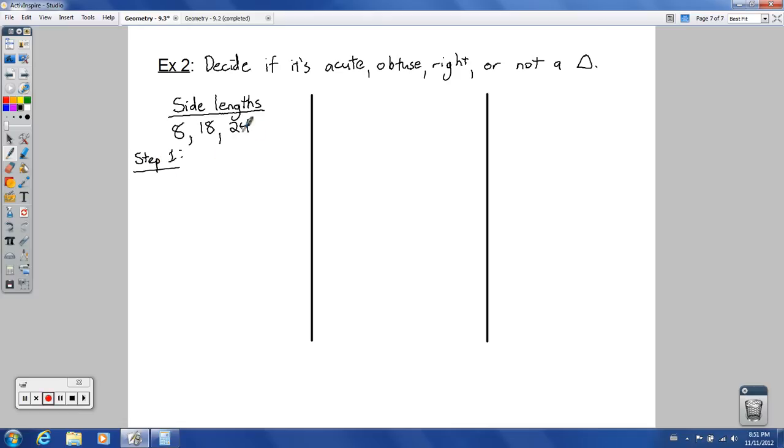So take the 2 smallest sides, that's your A and B. The 2 smallest sides here are in order already. Is that greater than 24? 8 plus 18 is 26. 26 is in fact greater than 24. So that's good to go.